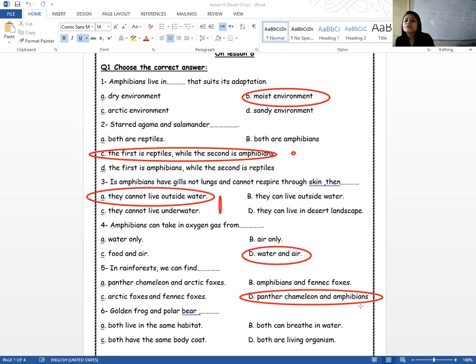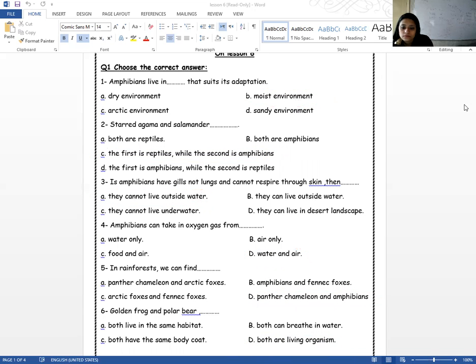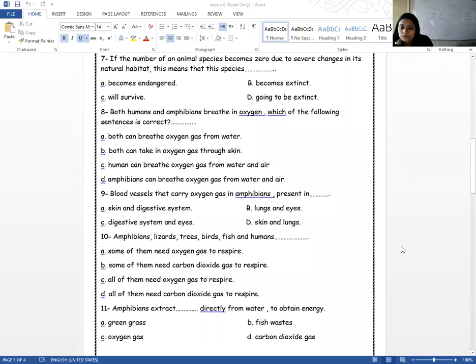Number 6, golden frog and polar bear, both are living organisms. Number 7, if the number of an animal species becomes zero, it means it becomes extinct. Number 8, both human and amphibians breathe in oxygen.